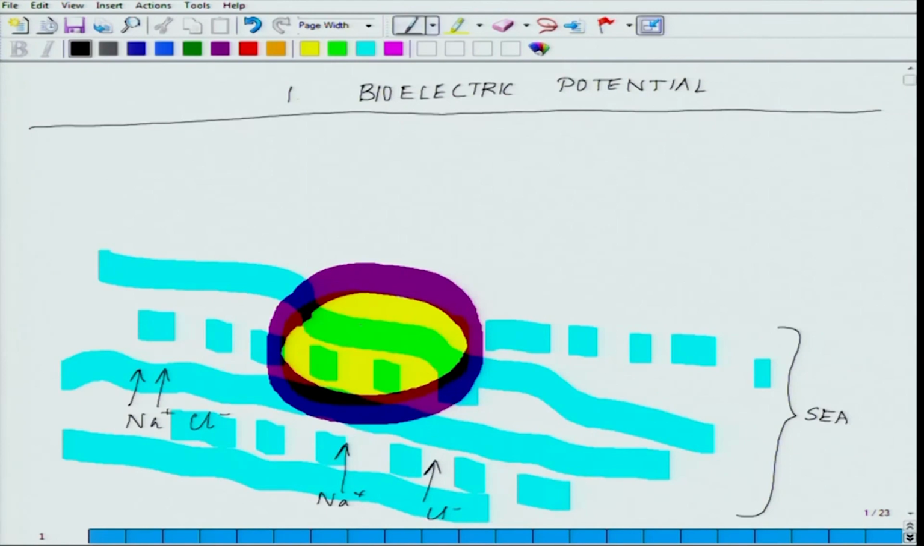Inside this, chloride is low as well. Now, when you have an enclosed structure whose sodium is low and chloride is low, and somewhere you have a mechanism by which this membrane can get rid of the sodium and always maintain a lower concentration than the surroundings, then it can lead to the generation of a bioelectric potential.